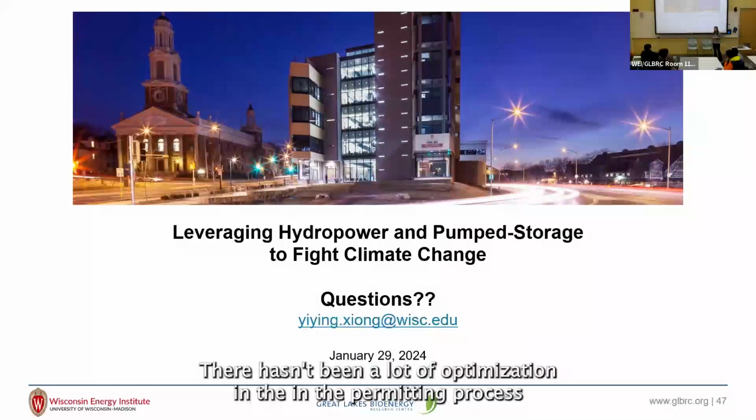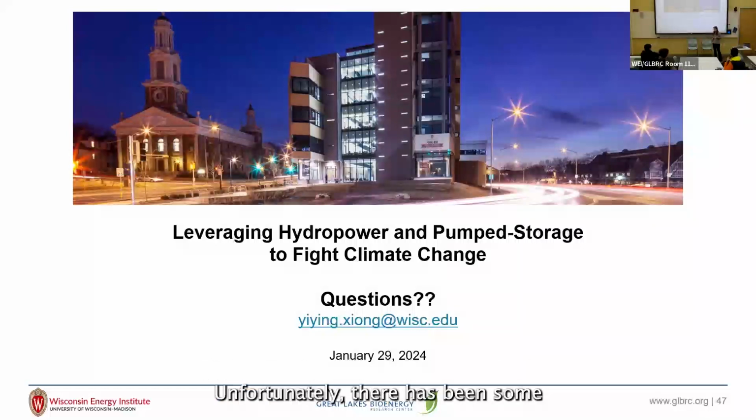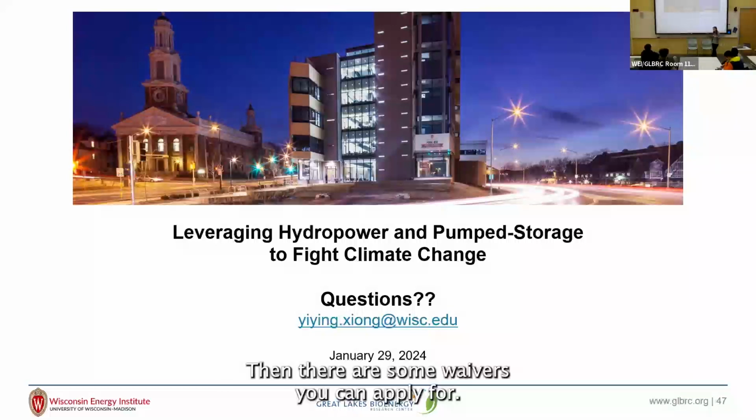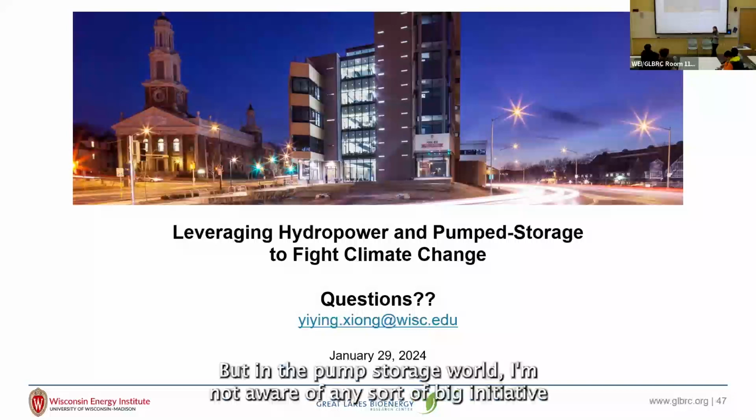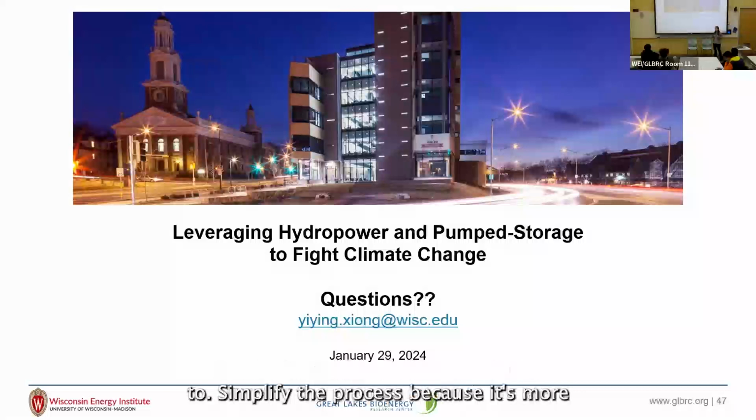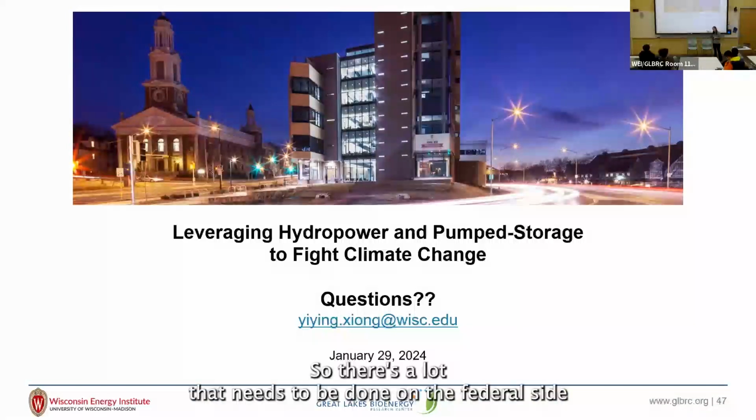There hasn't been a lot of optimization in the permitting process for pump storage, unfortunately. There has been some simplification of the process for smaller traditional hydropower, what they call conduit projects. They are smaller than 5 megawatts, and there are some waivers you can apply for, so you don't have to go through a rigorous process. But in the pump storage world, I'm not aware of any big initiative to simplify the process because it's more community oriented and of smaller capacity. So there's a lot that needs to be done on the federal side if they really want to encourage this.